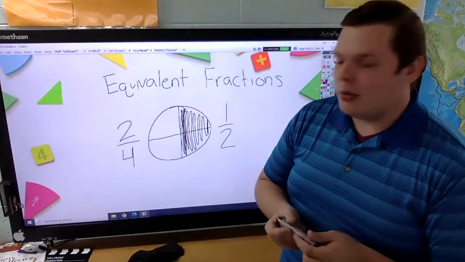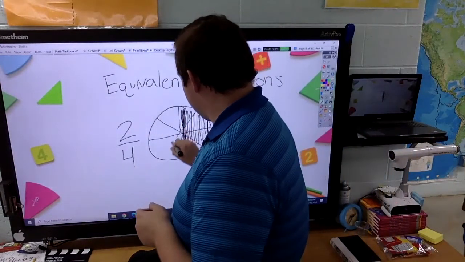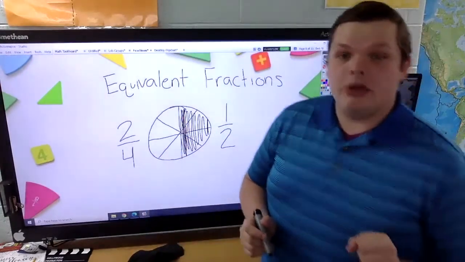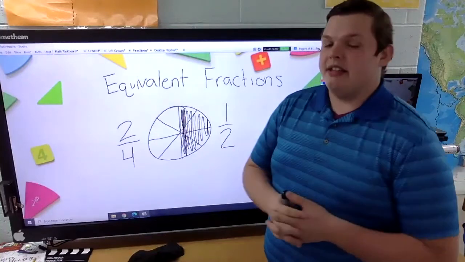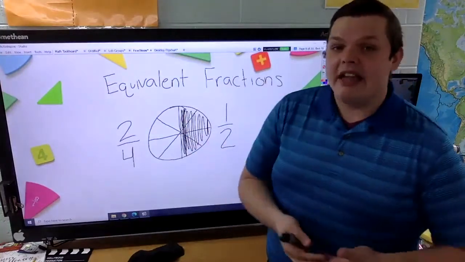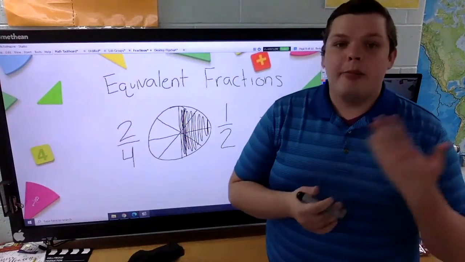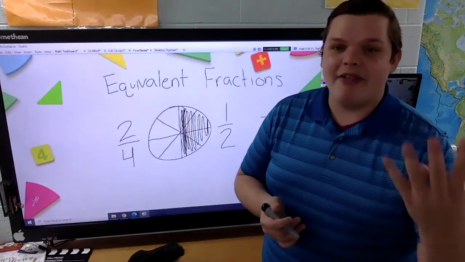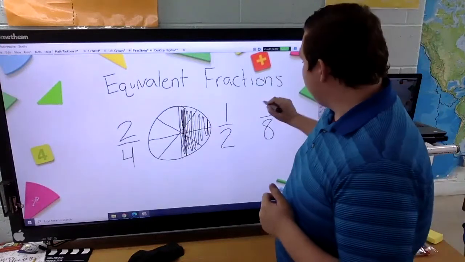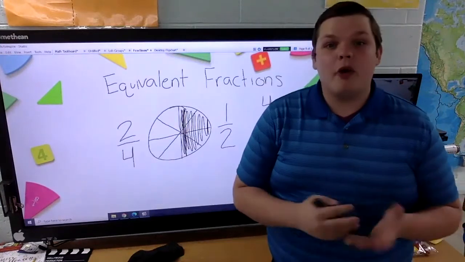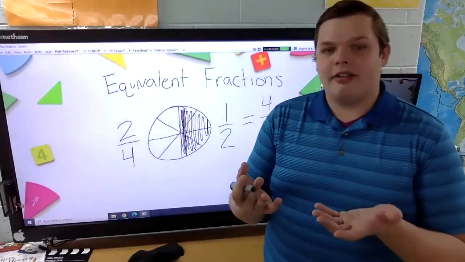Guess what else? There's another one too. I want to remind you that all the pieces need to be equal in a fraction. You cannot have different sized pieces. I now have 8 pieces for my fraction, so my denominator would be 8. But I only have 4. There's 8 in my whole, but I only have 4 shaded in. 4/8 is another equivalent fraction to 1/2 or to 2/4.